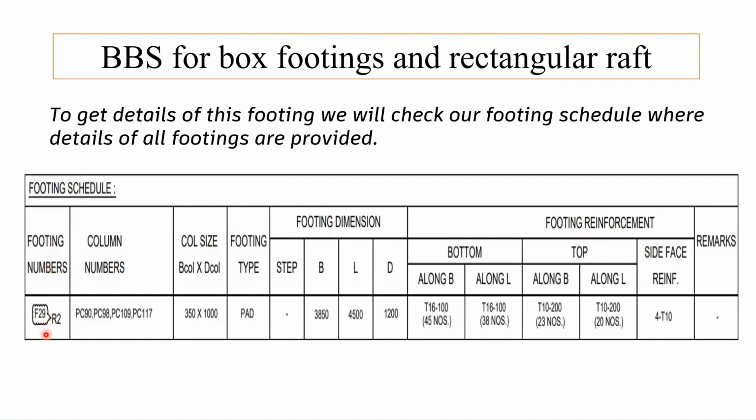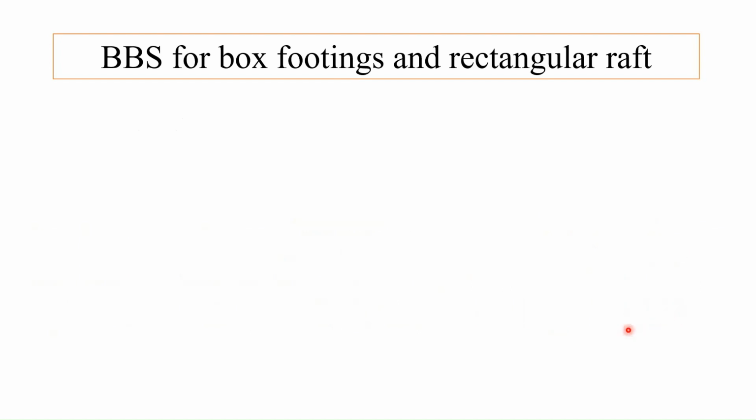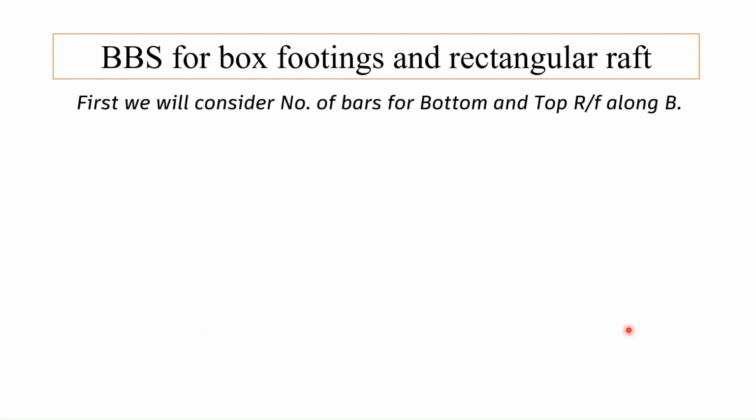Here we have been provided with footing number. Here is the column size. Here are the column numbers and the type of footing is pad footing. So here are the dimensions of our footing. B is equal to 3850, length is equal to 4500, depth is 1200, and these are the diameter and spacing of our bars along bottom and top and side face reinforcement. So first we will consider number of bars for bottom and top reinforcement along B.